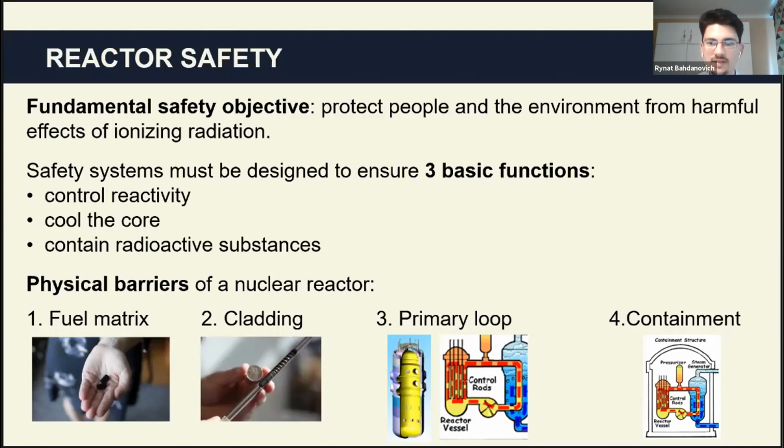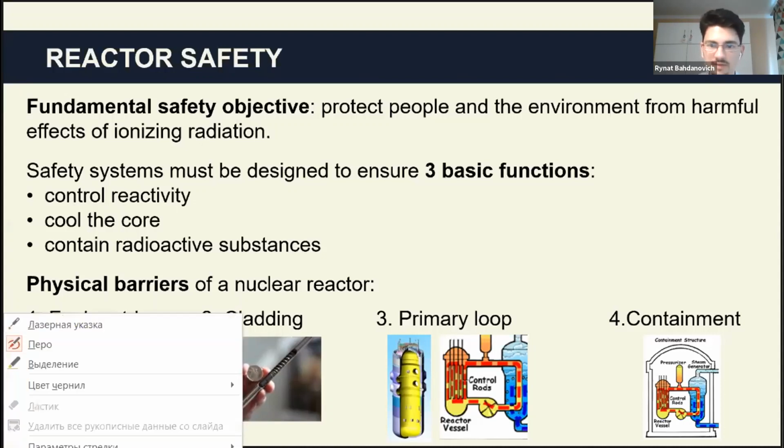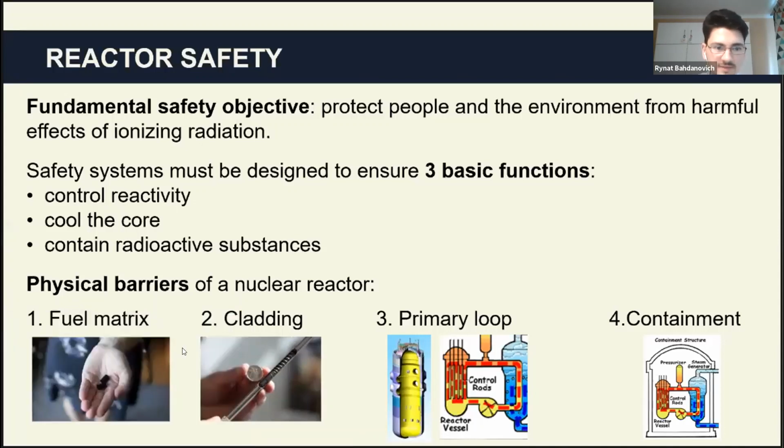There are physical barriers which radioactive substances must pass to be released from the reactor. They are connected in series. First is the fuel matrix: retention of fission products in the nuclear fuel itself, with a high melting point at around 3000 degrees. Cladding: enclosure of the nuclear fuel in tubes. For zirconium cladding, the melting point is around 2000 degrees.